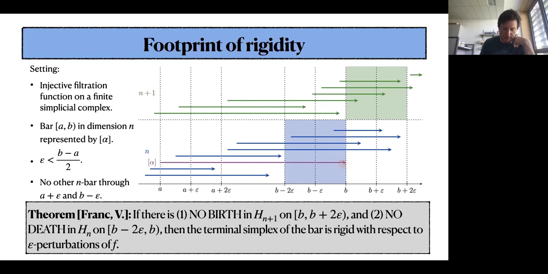What does it mean? It means that for some epsilon, no other bar passes through these two lines in dimension n. You can have bars like this in dimension n+1 or other dimensions, but at least for this dimension, this is the only bar. This is actually a condition that tells you that the bar with which you pair this bar generated by alpha is unique.